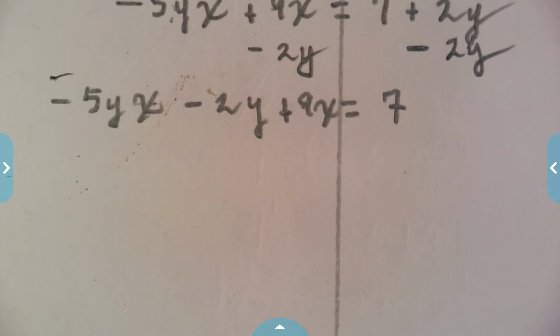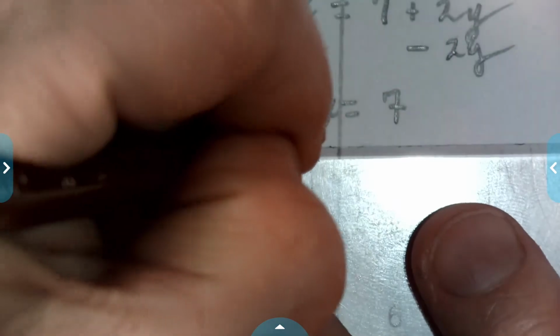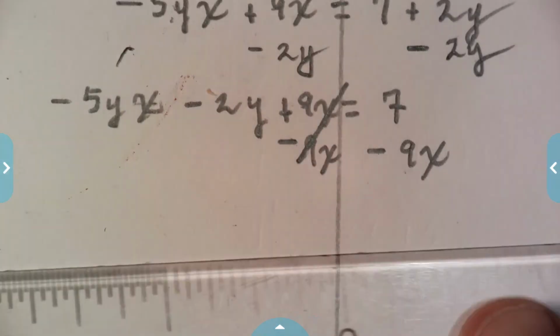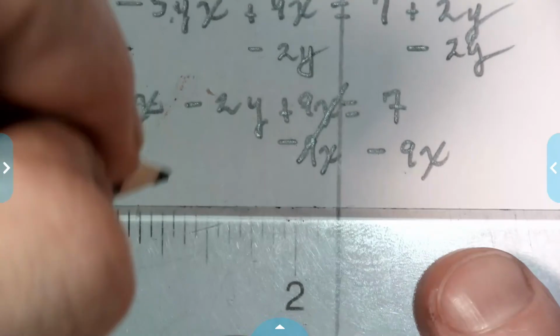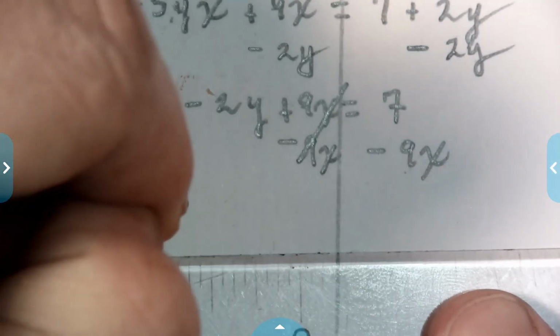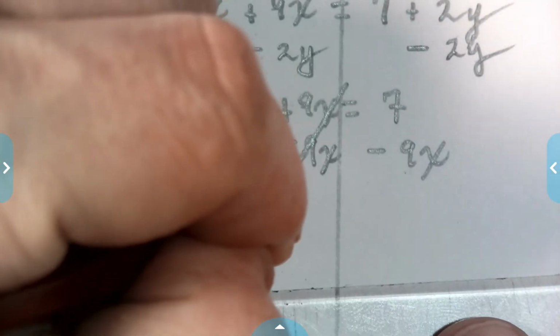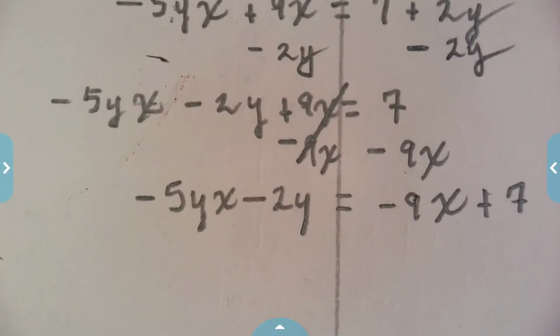Well, now what should we do? Well, we should subtract 9x from both sides. Minus 9x. That'll clear that. Now I'm getting closer to what I wanted. I'm getting these y's kind of by themselves. So negative 5yx minus 2y equals negative 9x plus 7. Okay.